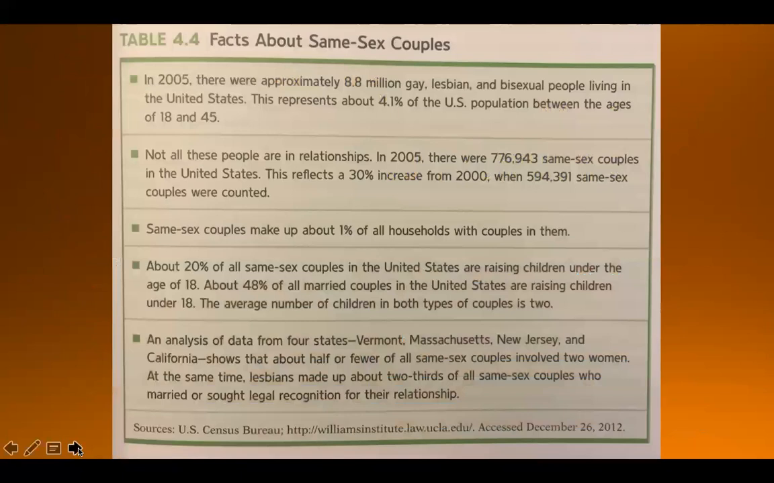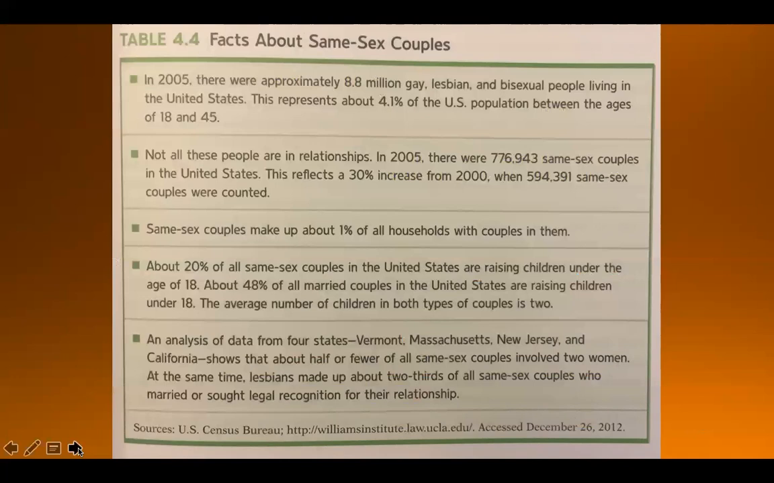Finally, some facts about same-sex couples. In 2005, there were approximately 8.8 million gay, lesbian, and bisexual people living in the United States. I'm sure we have more that are represented based on some of the changes. So these are statistics that are over 10 years old, and I would once again be interested in what's going to go on in the next census. Not all of these people are in relationships. Same-sex couples make up about 1% of households with couples in them. And in the 2000 census, we started to be able to count same-sex couples. That's important as well.